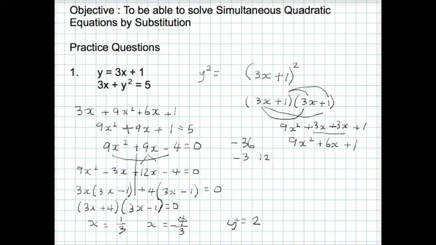Then for the second one, if we put back in minus 4 thirds, it's a little bit harder, but I'll show you up here. If I do 3 times minus 4 thirds, well, 3 times minus 4 is minus 12. Minus 12 divided by 3 is minus 4. But then I've got to add the 1. So minus 4 add 1 gives me minus 3. So y equals minus 3. So when x equals a third, y equals 2. When x equals minus 4 thirds, y equals minus 3.